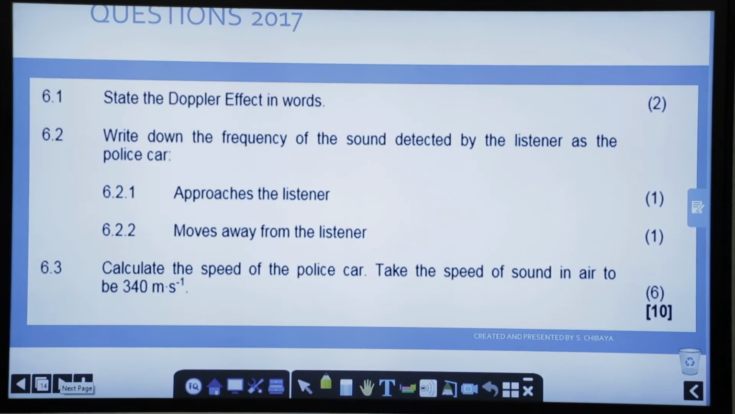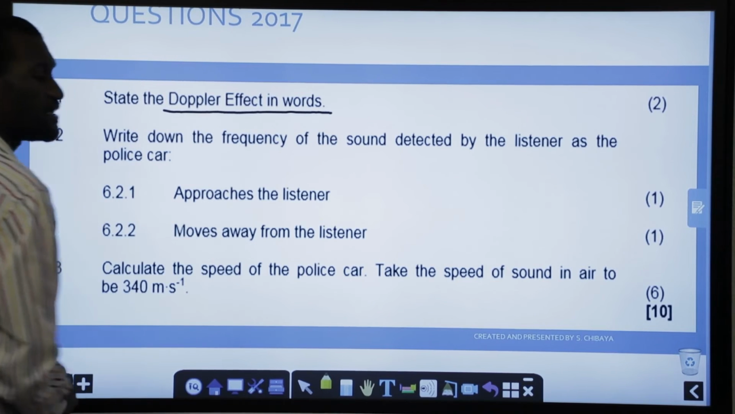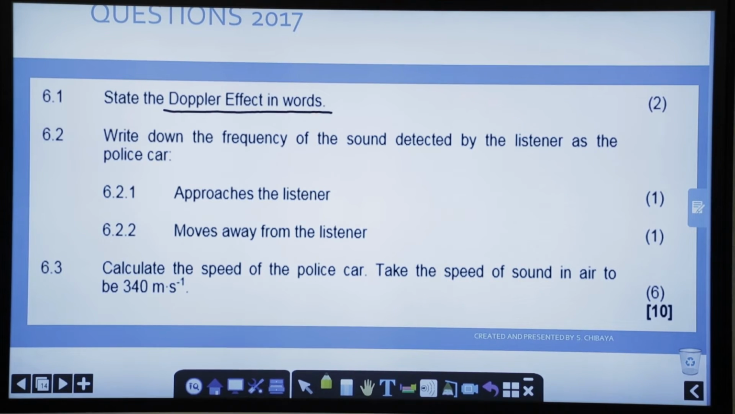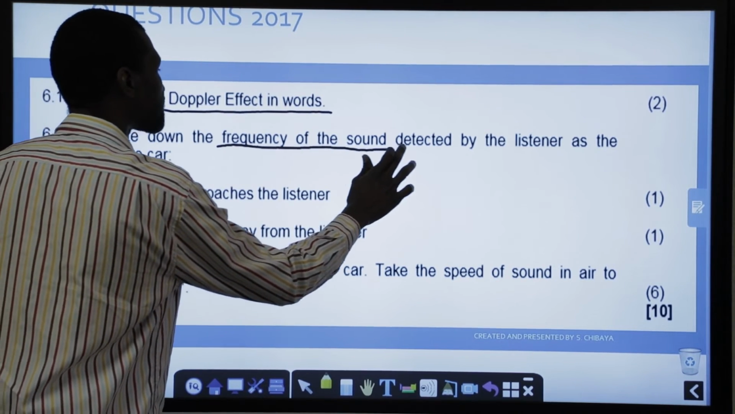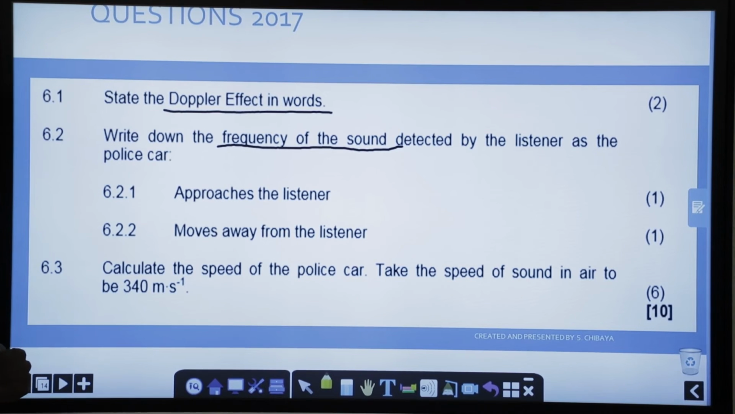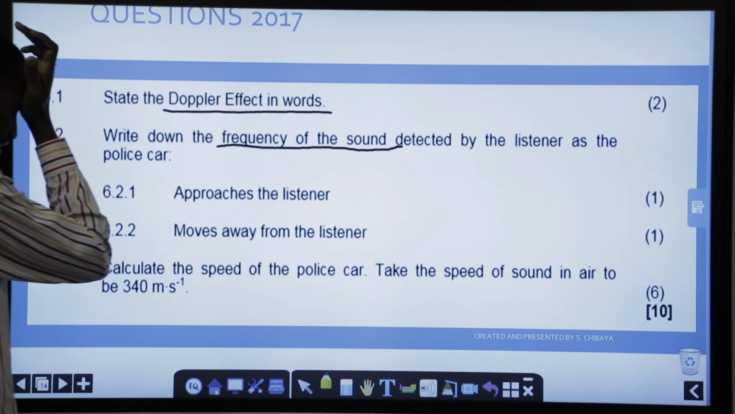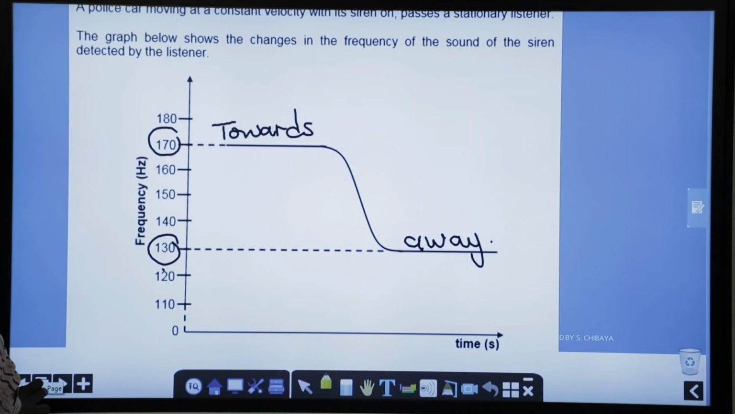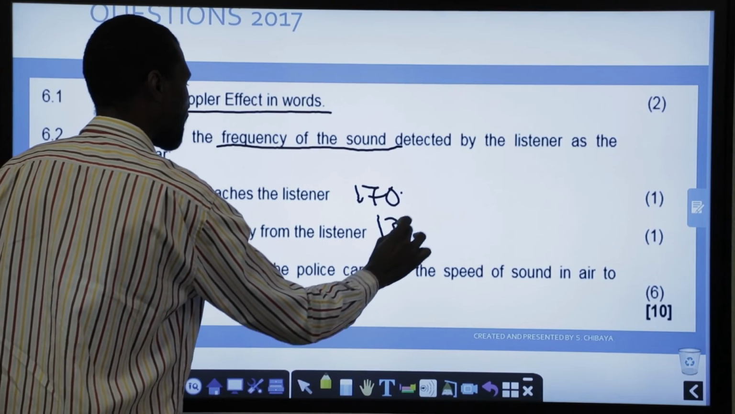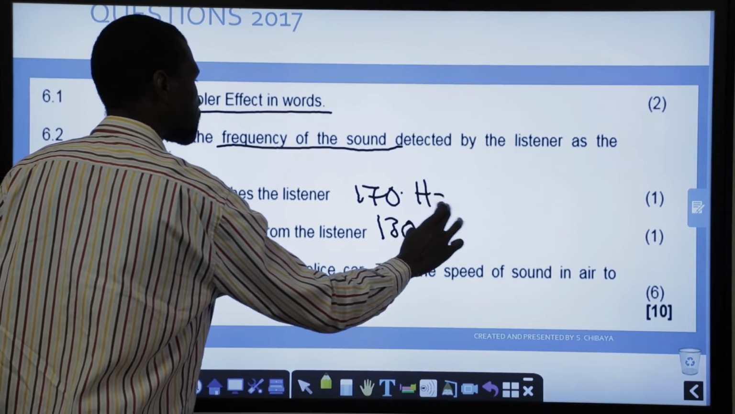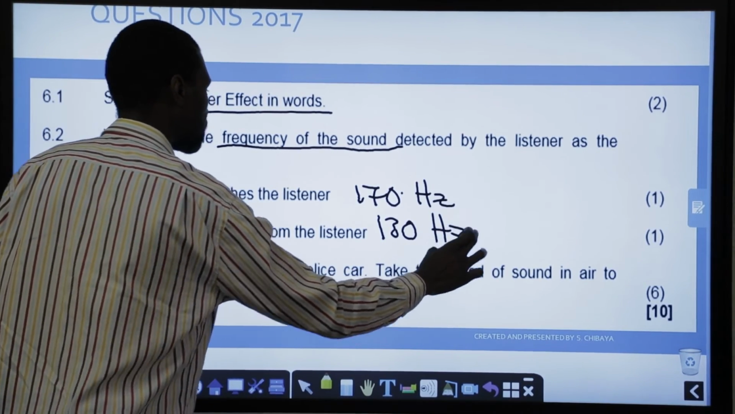Let's move on to the question. State Doppler effect in words: the apparent frequency observed by the listener is relative to the velocity of the source, or between the source and the listener. Write down the frequency of the sound detected by the listener as the police car approaches the listener. I think we have already done that in our graph, 170 as well as 130. Don't forget your units. You might lose marks for not putting units.